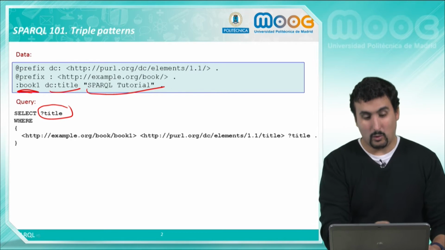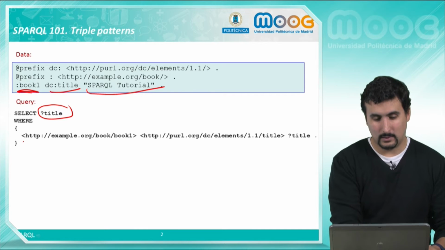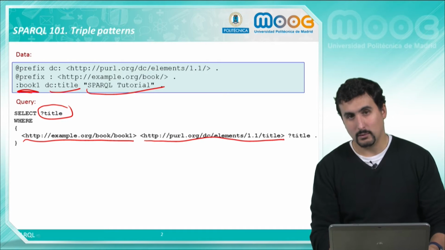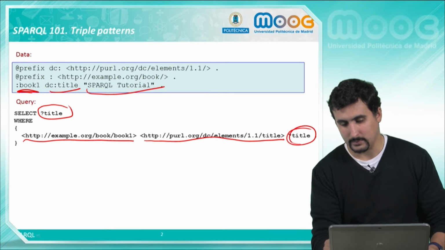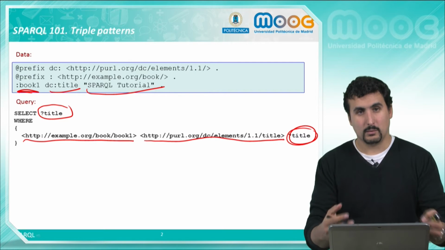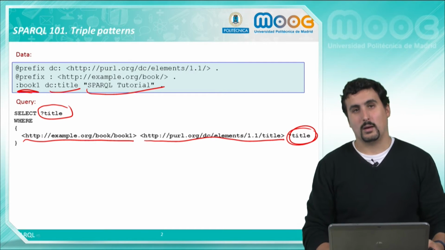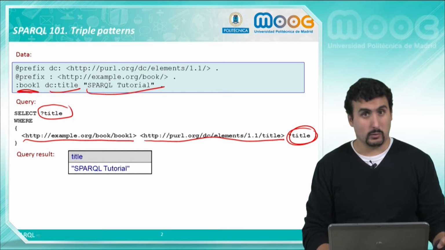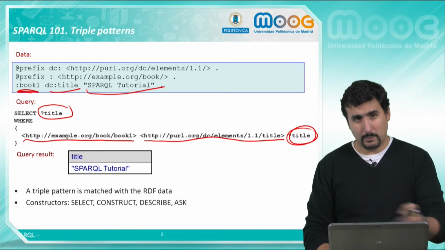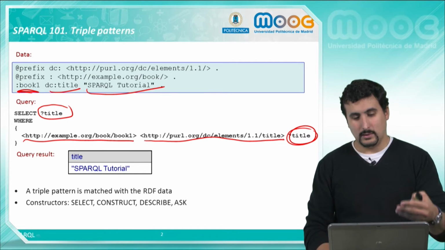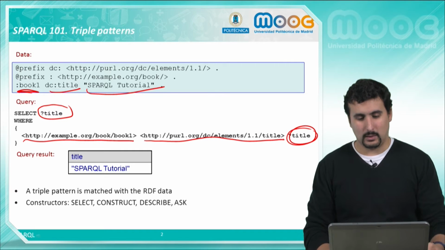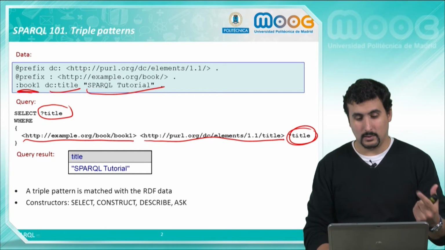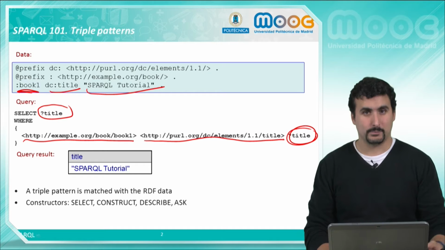and that, or where it happens that there is an individual book 1 that has the property title with the variable we were asking for. In this case, this is the pattern we are defining. When we match it with our data, what we will obtain, of course, is that the title is a SPARQL tutorial. So the triple pattern that we define on the where clause is matched against the RDF data. And as we will see later on in this video, we have 4 different constructors: select, construct, describe, and ask.